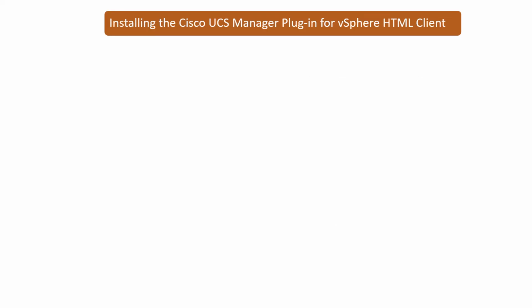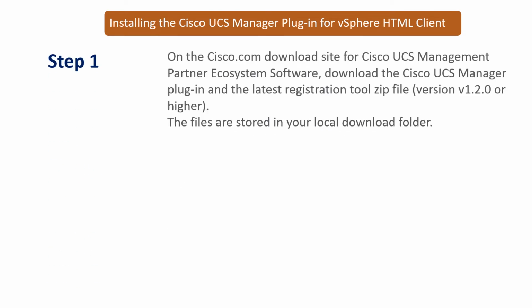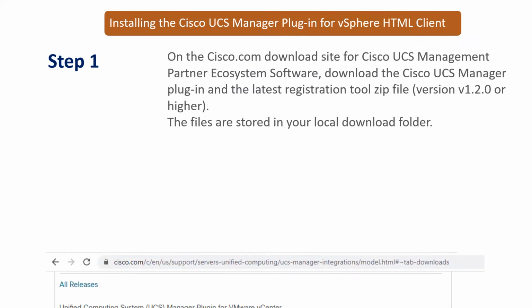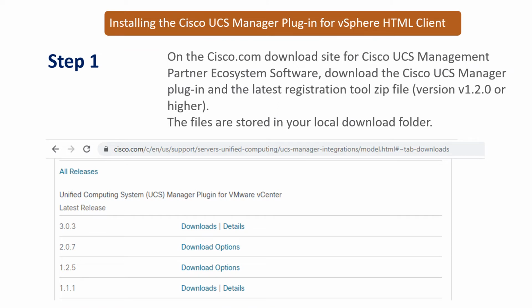To install the Cisco UCS Manager plugin, we need to download the plugin from cisco.com. We will find two files. One is the Cisco UCS Manager plugin, and another one is the latest registration tool zip file. We can download these files and store them in our local download folder. The latest version is given, like the latest version is 3.0.3. Based on the vCenter version we are using, we can download the release version which is required for us.